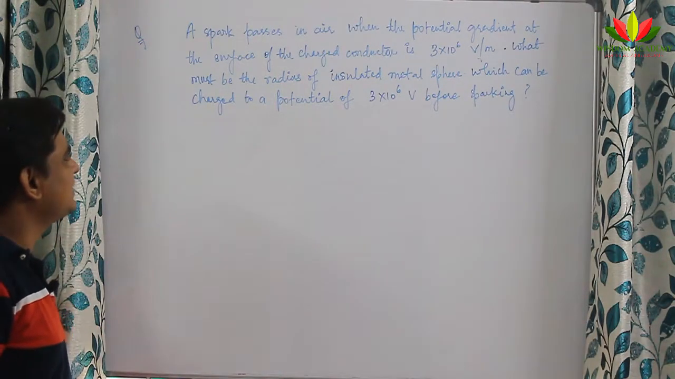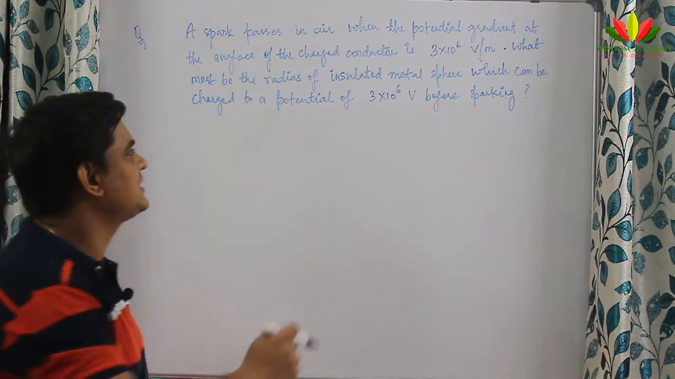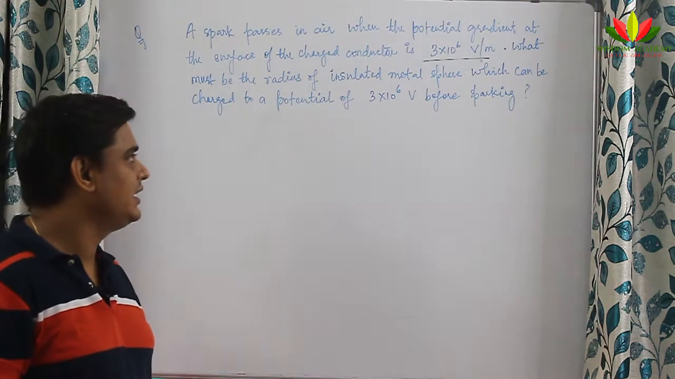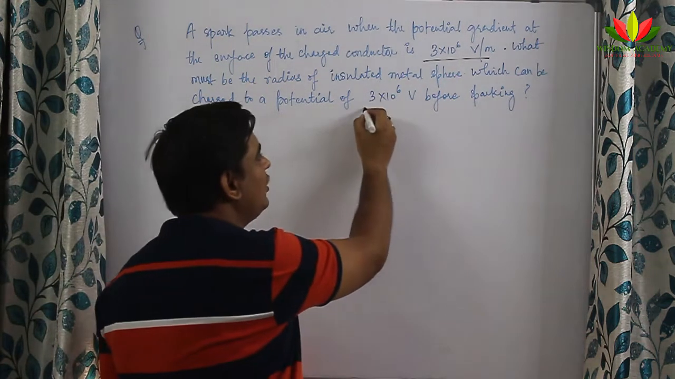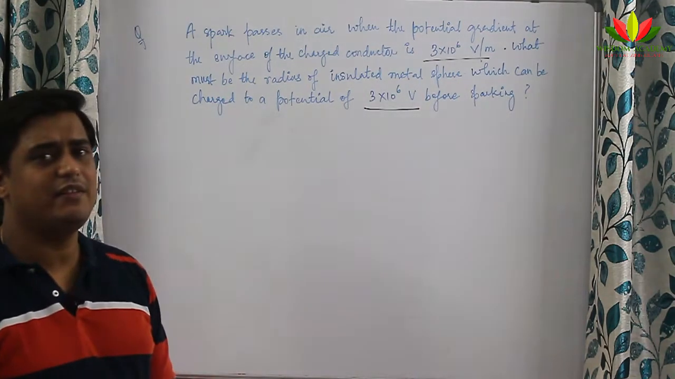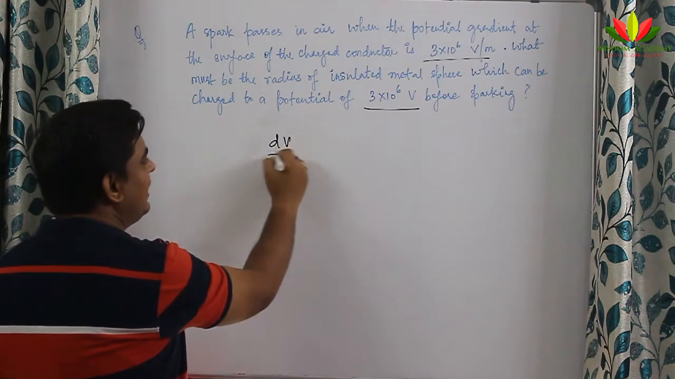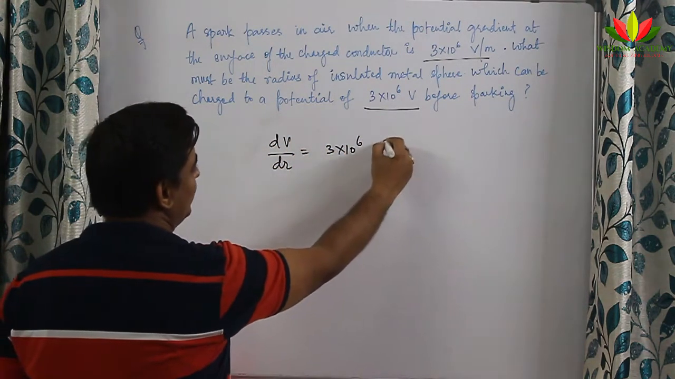A spark passes in air when the potential gradient at the surface of the charged conductor is 3 × 10⁶ volt per meter. What must be the radius of the insulated metal sphere which can be charged to a potential of 3 × 10⁶ volt before sparking? So what they have given in this question is the potential gradient. What is potential gradient? dV by dr, and it is given as 3 × 10⁶ volt per meter.